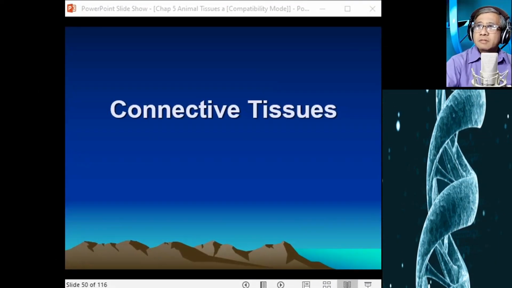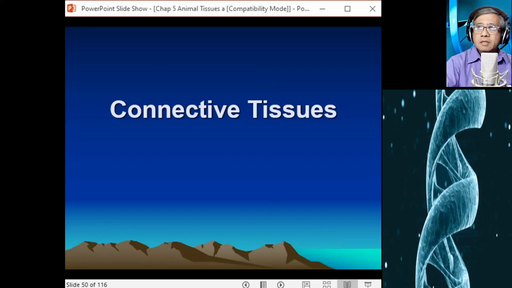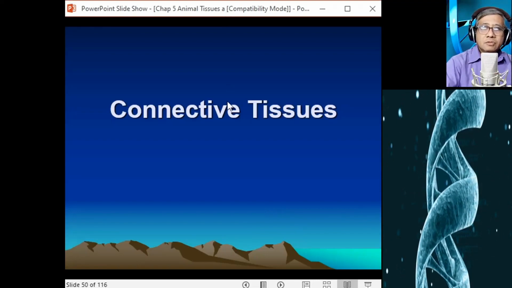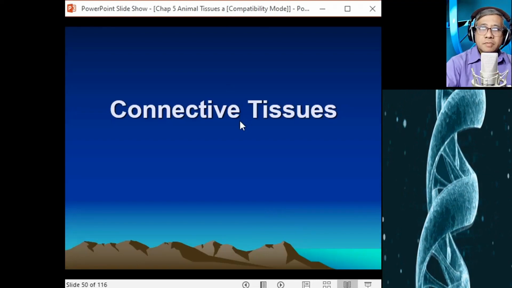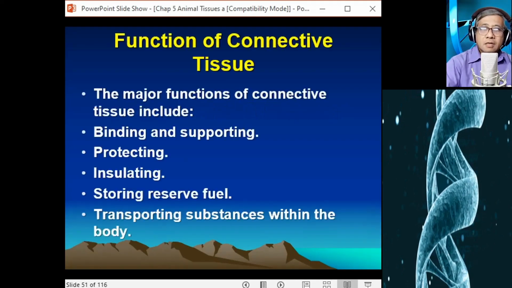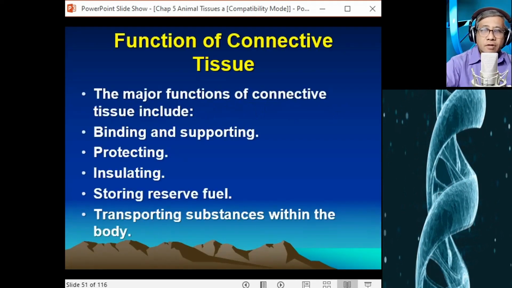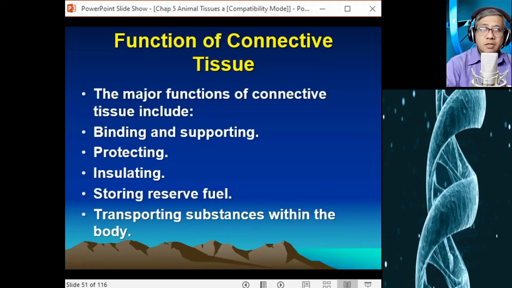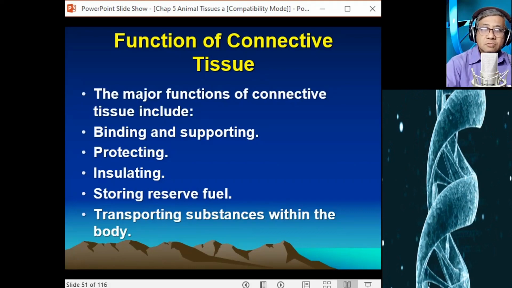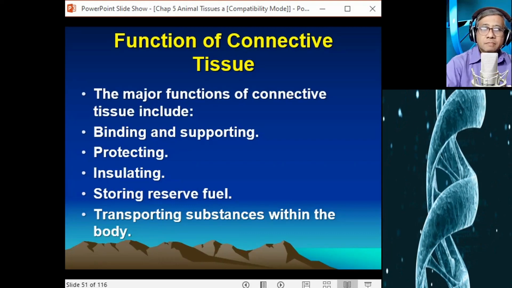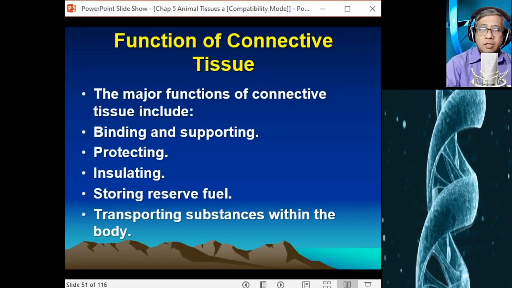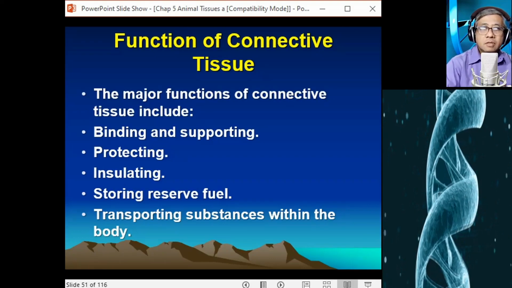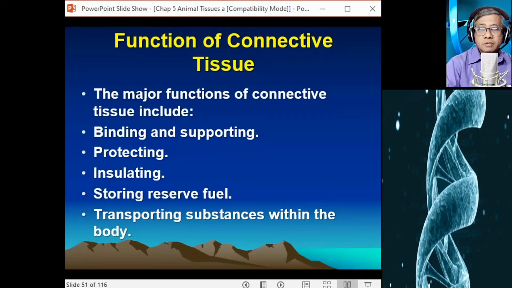So let us now proceed with our continuing lesson on connective tissues. Like what I mentioned in our previous meeting, connective tissue has the following functions. First, binding and supporting of other cells and tissues. Binding and support. Then we have protection. Also, connective tissues are involved in insulation of certain body organs, certain parts of the body.